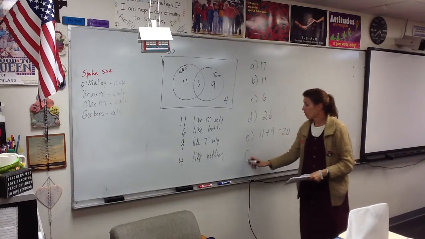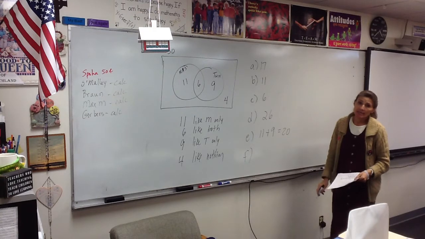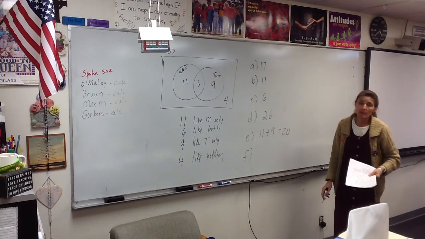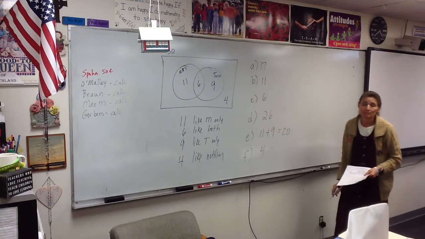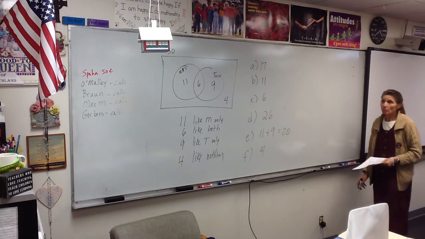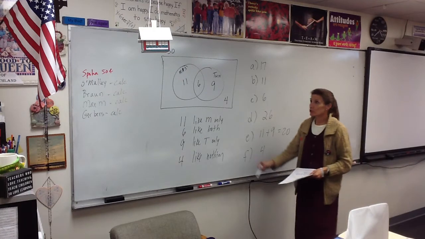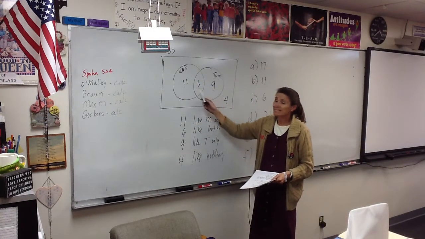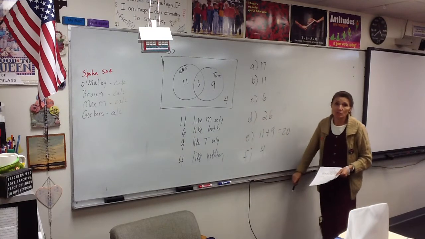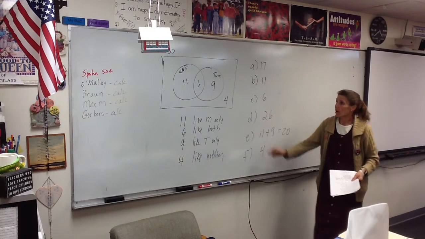F. Already figured it out. How many don't like candy? In this class, how many don't like M&Ms or Twix? Those 4 that are hanging around out here. And again, we knew there were 4 because there's 30 altogether in the class, and there are only 26 represented in the circles. So that means the other 4 have to be out here.